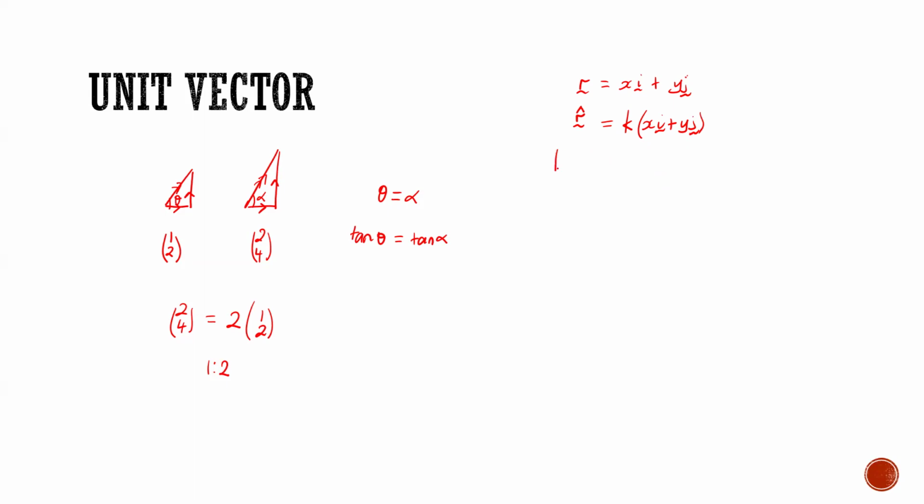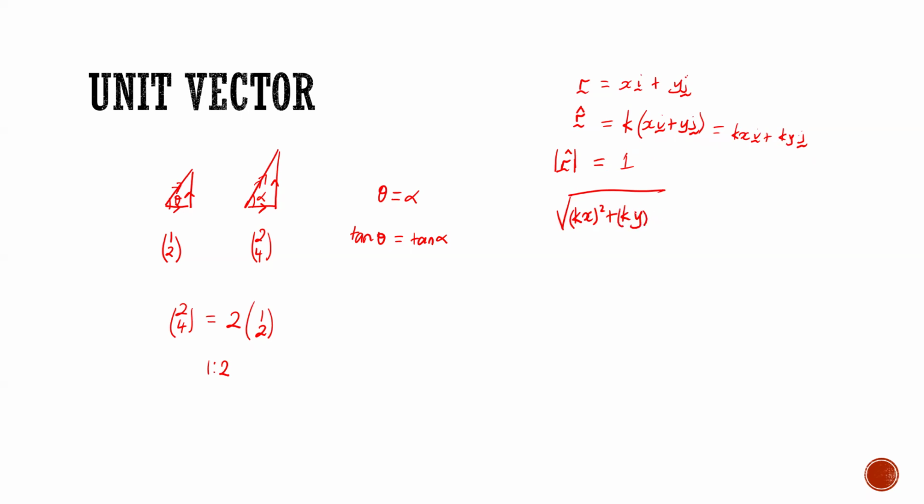What else do we know? We know that the magnitude of this vector is 1. And so the magnitude of k times xi plus yj, which is in fact kxi plus kyj, the magnitude of this is 1. But we know how to find the magnitude of vectors.